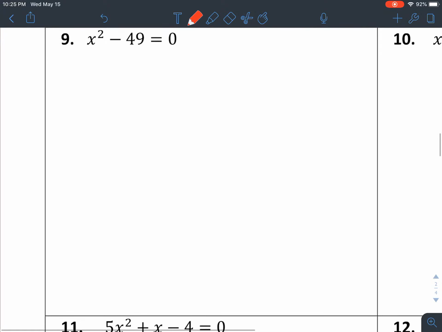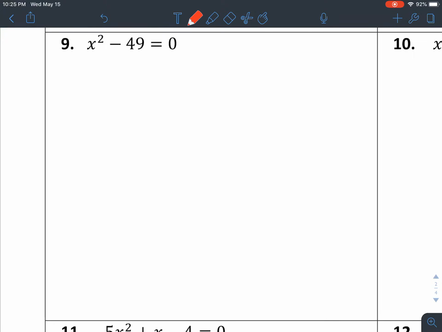Okay, number 9, this one's a little unique because it really depends on how you see things. Again, I see x squared as the only variable term that we have, so my mind goes right away to square root method. I'm just going to get the x squared by itself and square root both sides. For some people, you might recognize that as the difference of 2 squares, so you could factor those 2 out. Right, we've got x squared and 7 squared as my 2 terms, so that should factor out into x plus 7 times x minus 7, and then solve.